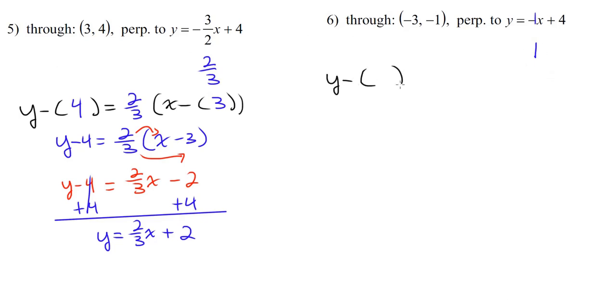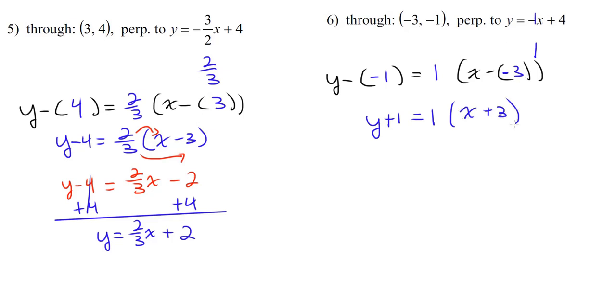Now let's set up our point slope. y minus y1 equals our slope times x minus x1. And let's plug in our information. Our slope is 1. Our x value is negative 3, that goes here. And our y value is negative 1, that goes here. Now we clean this up. y minus negative 1 becomes y plus 1 equals 1 times x minus negative 3, which becomes x plus 3.